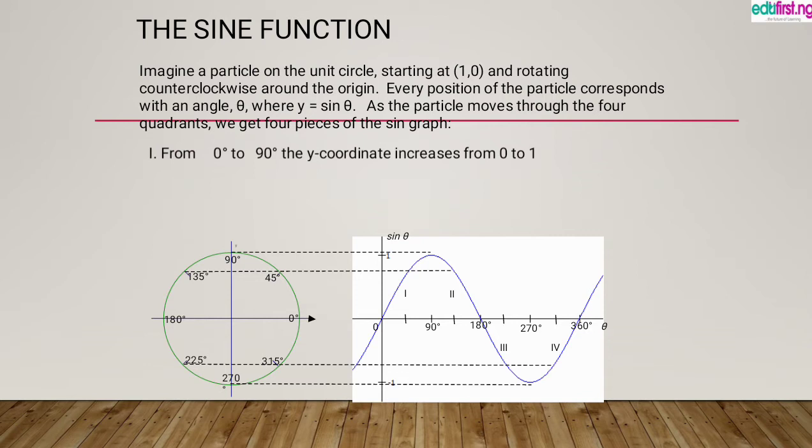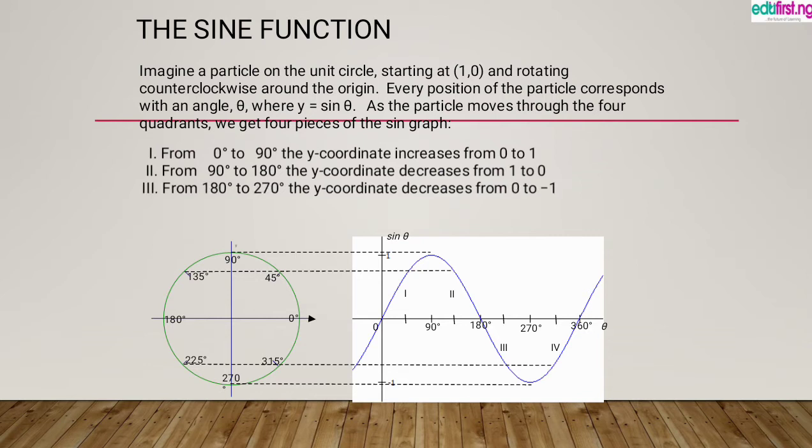Now we say that from 0 degrees to 90 degrees, the y-coordinate increases from 0 to 1. From 90 degrees to 180 degrees, the y-coordinate decreases from 1 to 0. And also from 180 degrees to 270 degrees, the y-coordinate decreases from 0 to minus 1. From 270 to 360, it increases from minus 1 to 0.